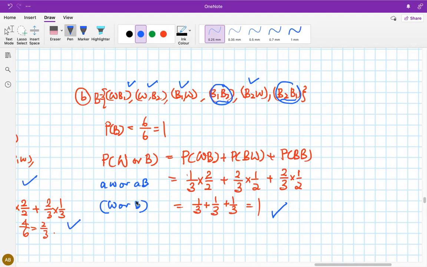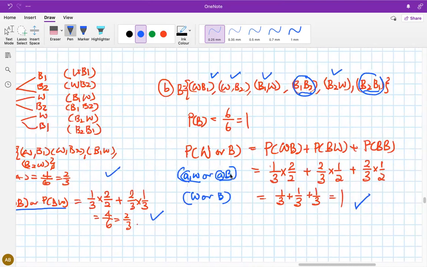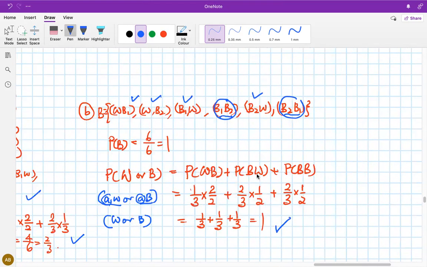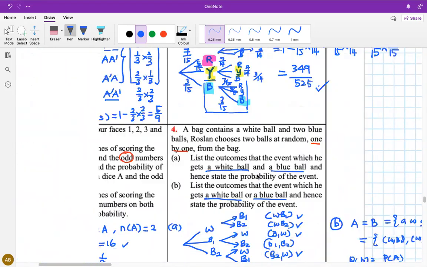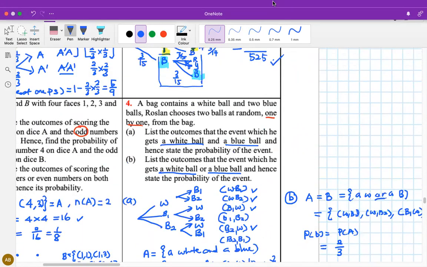Okay, so now the question says a white or a blue. Here it means one white or one blue. So that means this one cannot be accepted. Maybe you can argue with me. If you think that the answer is one, you show me, right? This is why I said it like that, because of the wording, a white or a blue, and the terms white or blue are different. Okay, so this is the example of question example 8. So stop here.